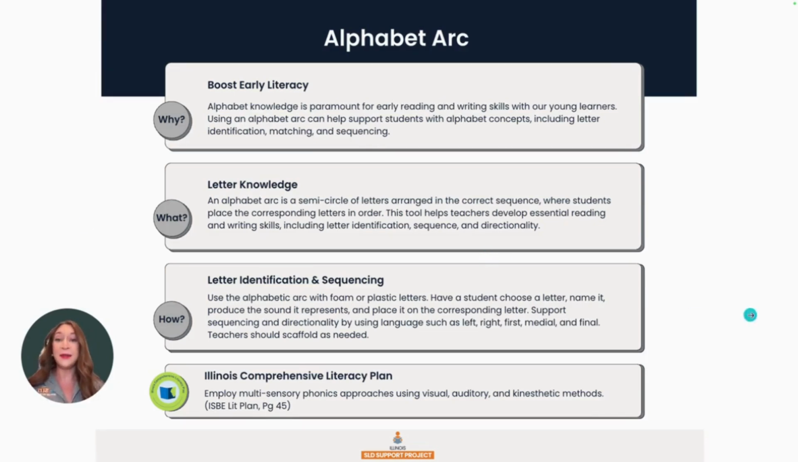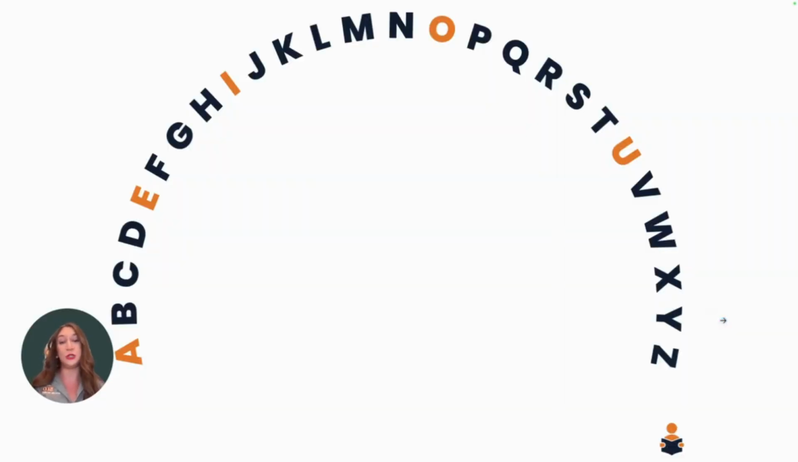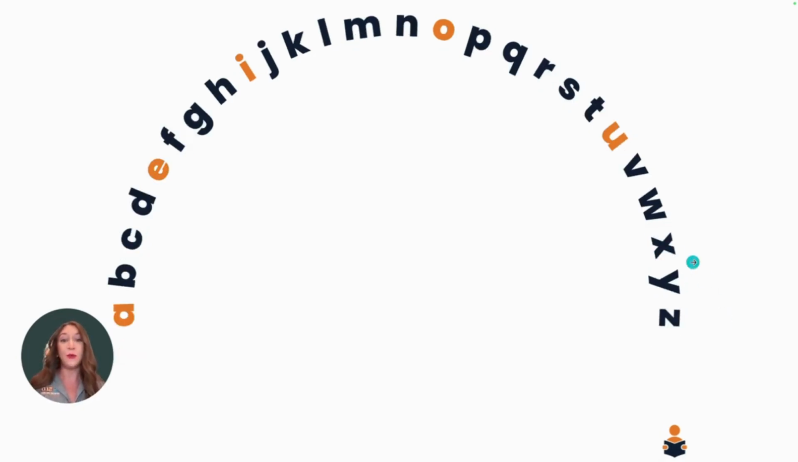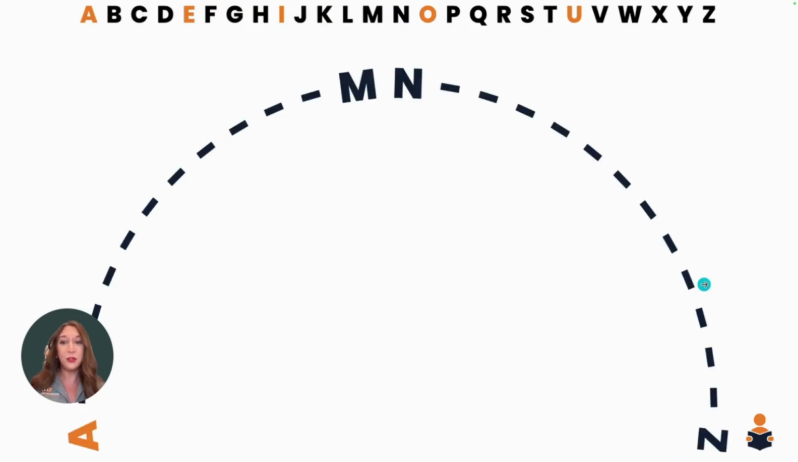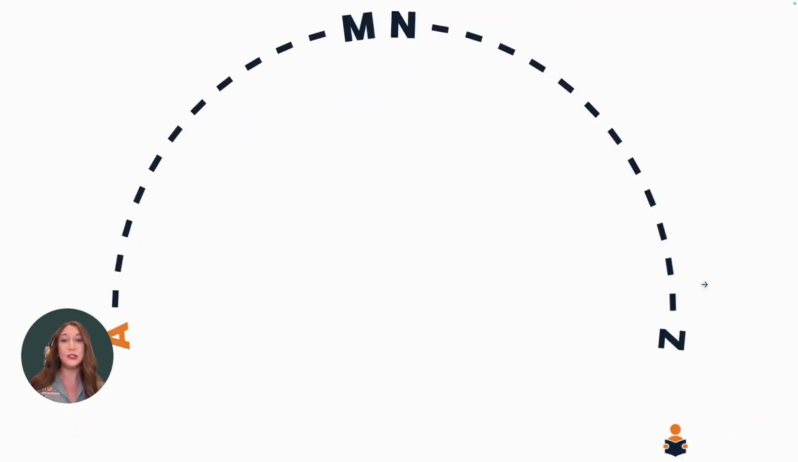First, print and laminate the following alphabet arcs to use with students. You will notice that there are several alphabet arcs to use. There's one with uppercase or capital letters, one with lowercase, and a few with less scaffolds. Starting out, you will want students to have the full alphabet arc. As students master letter names and the sequence of the alphabet, you can provide the alphabet arc with less scaffolds.